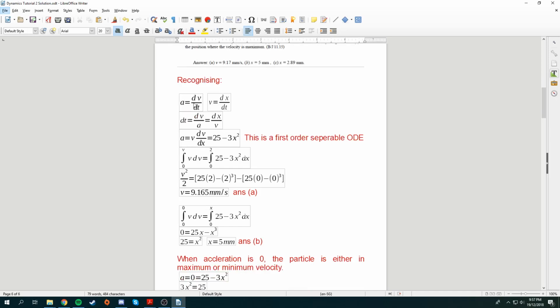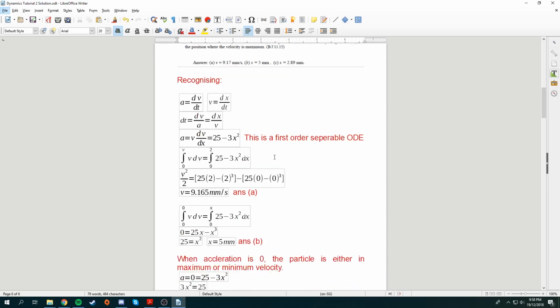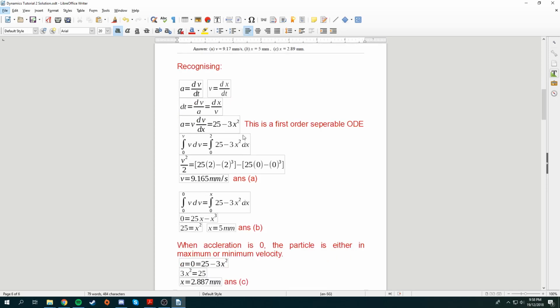First, we know that acceleration is the time derivative of velocity, and velocity is the time derivative of displacement. With this, I make dt the subject and equate these two equations. Then I express it in terms of acceleration, which is acceleration equals v dv over dx, given over here. Then we recognize that this is a first order separable differential equation, so we bring dx to the right side and integrate.